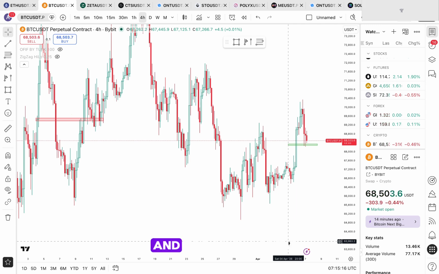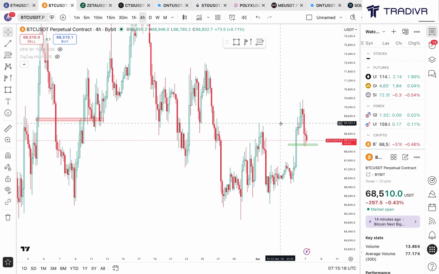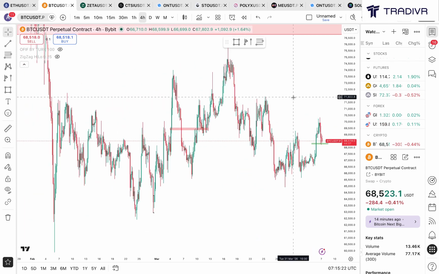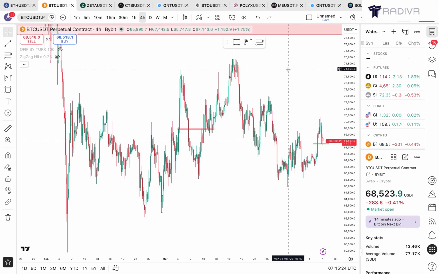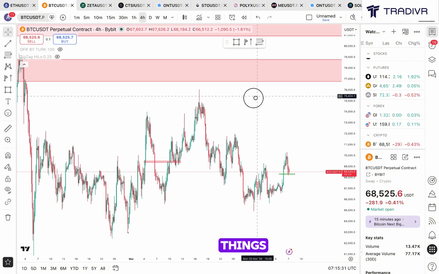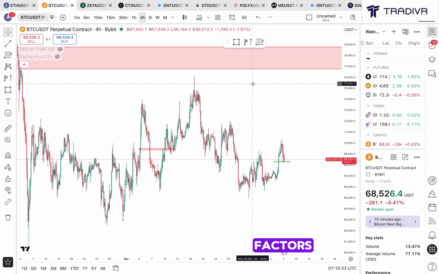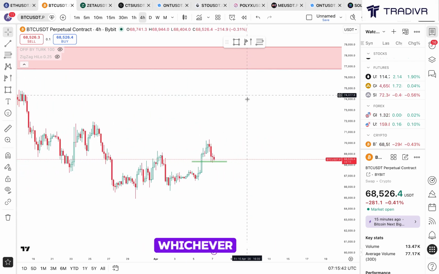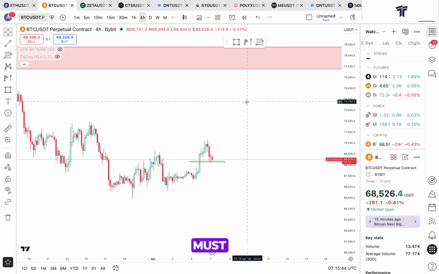Welcome to Tradivr Crypto, and today I'm going to be showing you guys how to make your support and resistance zones in BTC. Quickly, I want to show you some things that are very important. There are three factors you must consider when you are trying to get your zones and when you are trying to trade BTC, either as a scalper or a swinger, whichever you are. There are three factors you must consider. I'm going to show you the sites we are going to use.